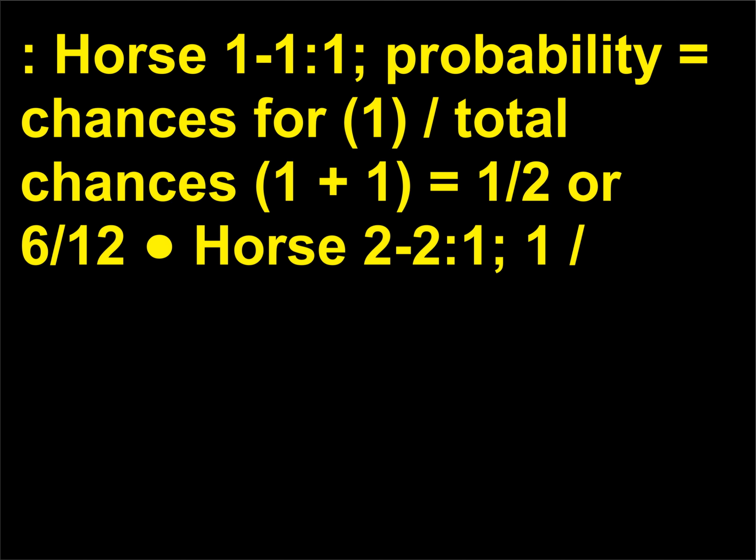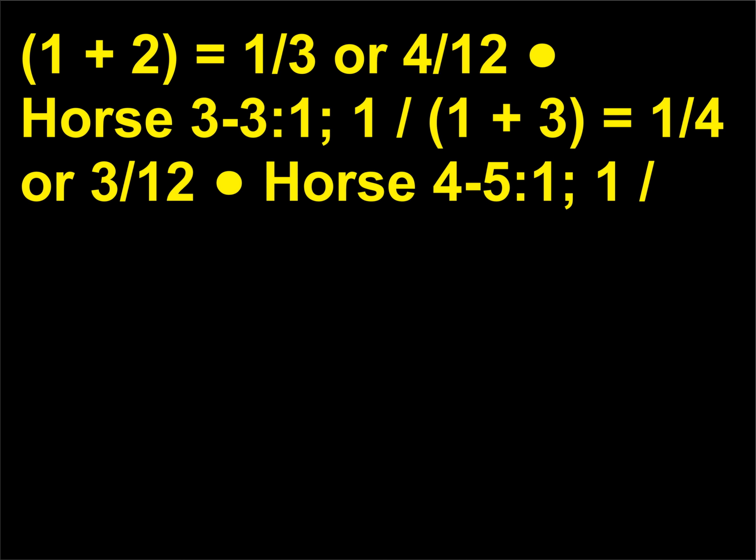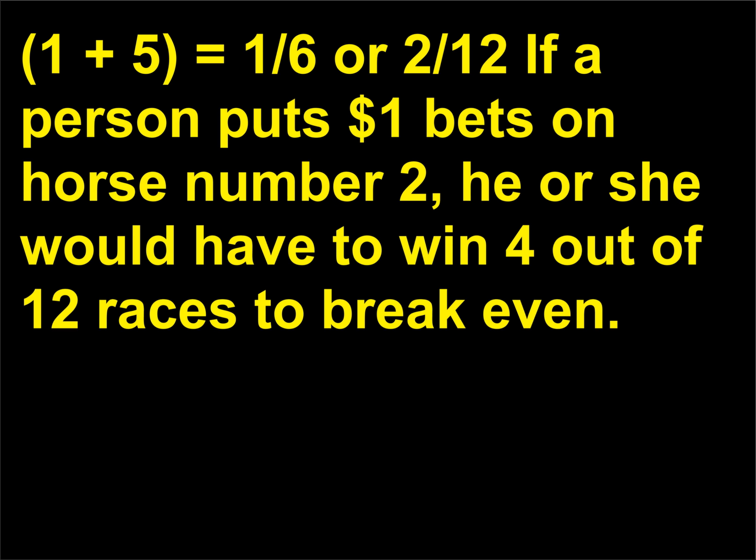Horse 1, 1:1, probability equals chances for, 1, over total chances, 1 + 1, equals 1/2 or 6/12. Horse 2, 2:1, 1 / (1 + 2) equals 1/3 or 4/12. Horse 3, 3:1, 1 / (1 + 3) equals 1/4 or 3/12. Horse 4, 5:1, 1 / (1 + 5) equals 1/6 or 2/12.